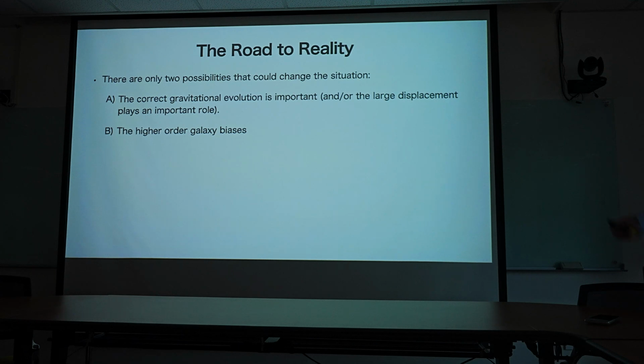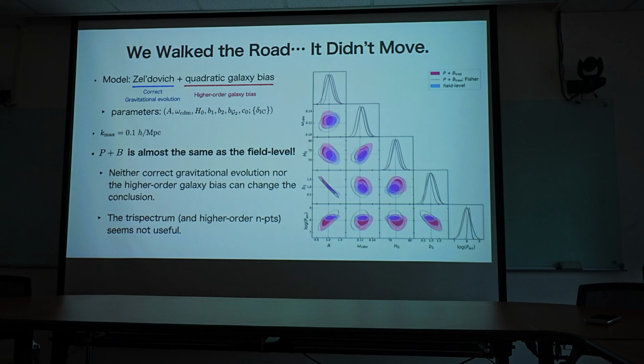And due to the time limit, I skipped all the details, but the upshot is this. So we included all the reality. I included the correct displacement as well as a second order galaxy bias, which is sufficient to describe this scale. And here's the result. Now, this red one is the result from the power spectrum plus bispectrum, and the blue one is the field level. And you can just focus on this plane. This is the plane for the cosmological parameters.